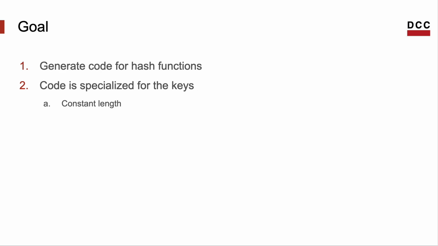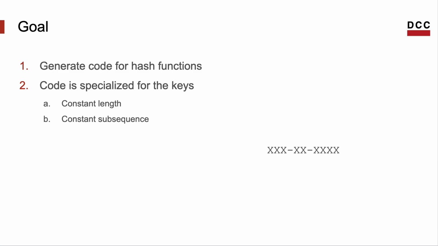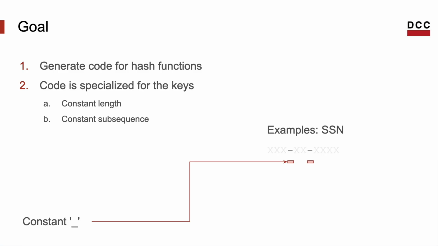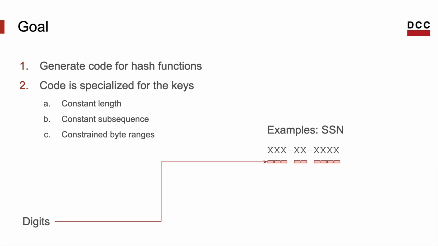For instance, the keys may have constant length, like 11 bytes on an American social security number. They may have constant subsequences, like the hyphens on the SSN. Or they may have some constrained byte ranges. For instance, if you look into an SSN, we see that some of the bytes encode digits.